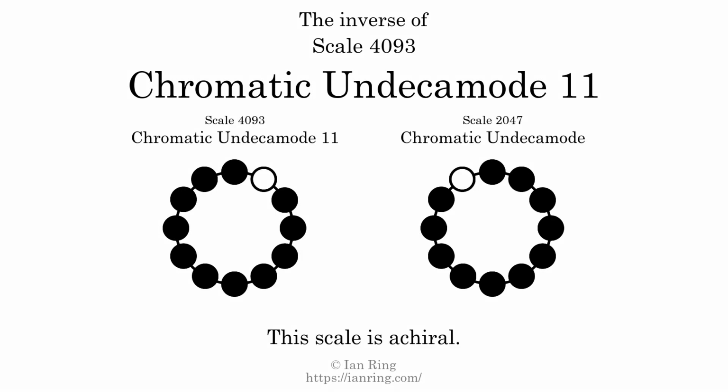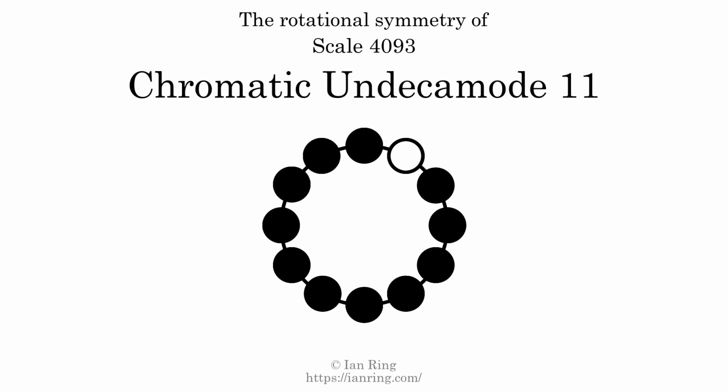The inverse of a scale is a mirror image. It is what you get when the sequence of intervals is reversed. The inverse of this scale is scale 2047, also known as Chromatic Undecamode. This scale is achiral, since it can transform into its own reflection by a rotational transformation. This scale has no rotational symmetry.